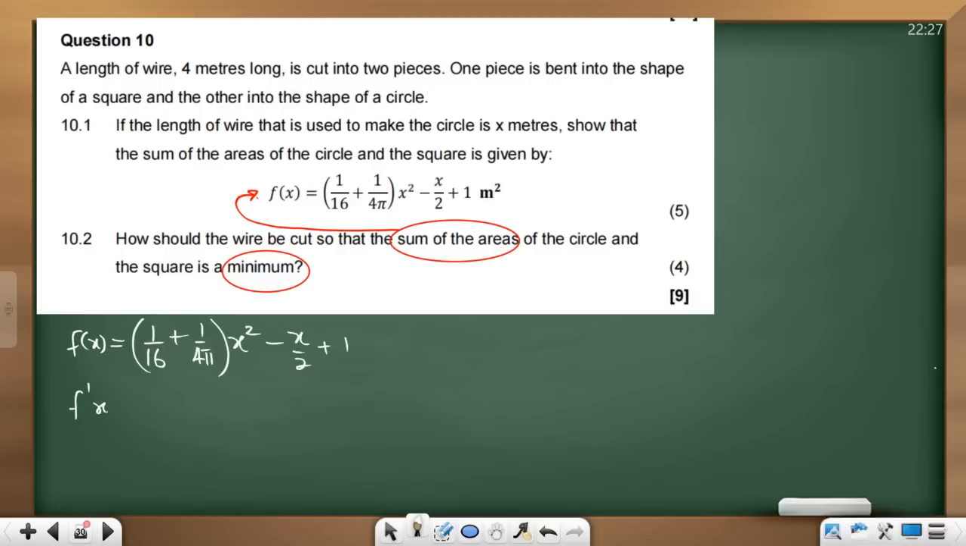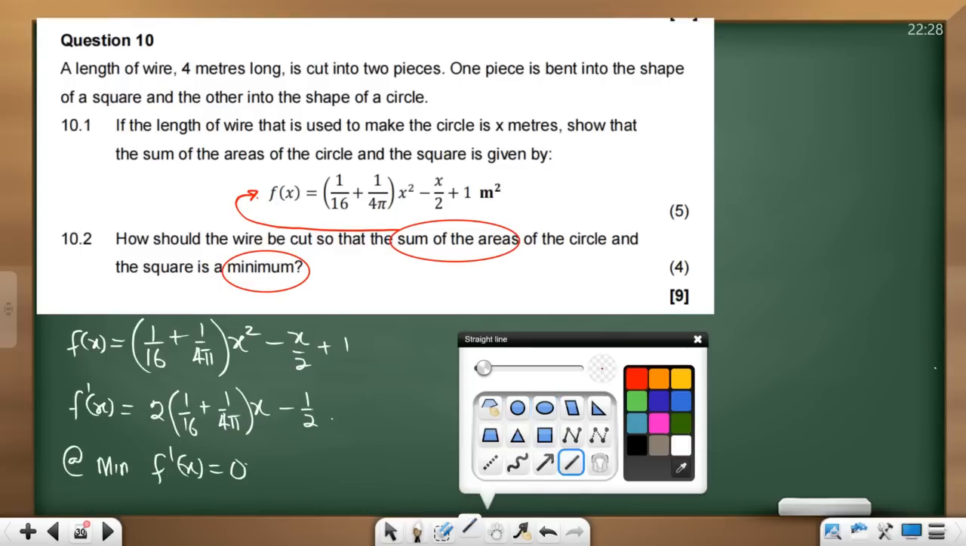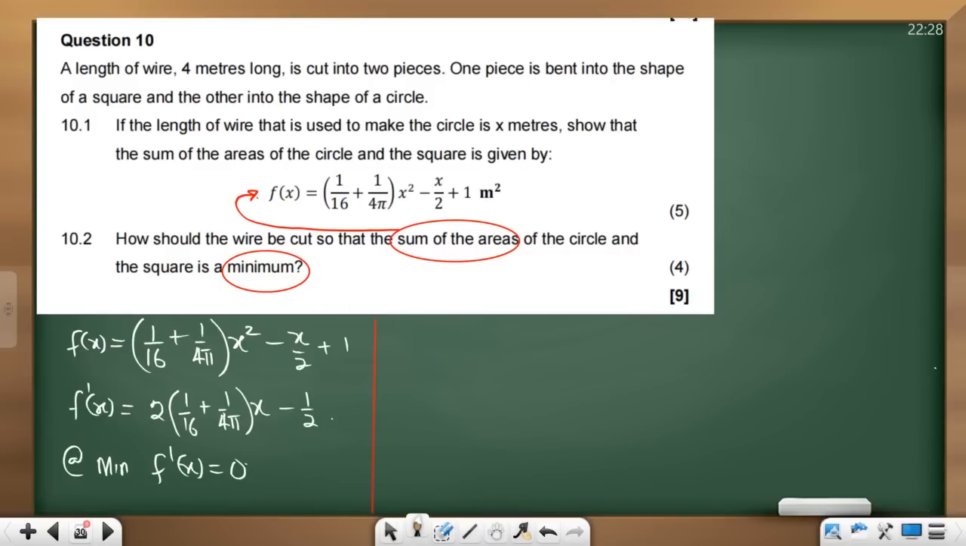Now, minimum means we derive this first. What do we do? It's the x. So the 2, 1 over 16 plus 1 over 4 pi, I have x minus, what is this? Half. And we know that at minimum, f prime of x must be equal to what? 0. Oh, great. So we just equate that to 0. 2, 1 over 16 plus 1 over 4 pi, x minus half equals 0.